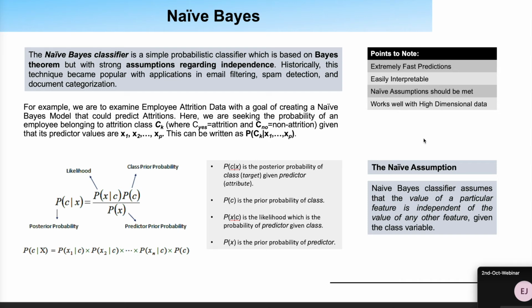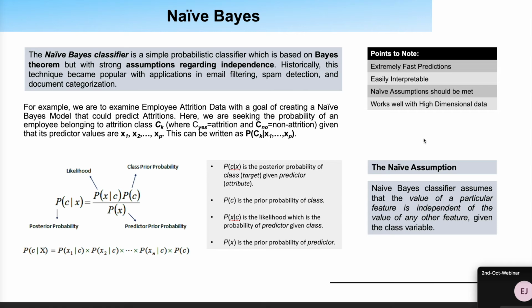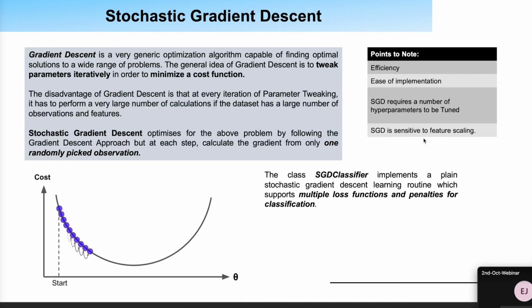It doesn't have any complaint with multi-dimensional data, a large number of input features. So let's say you have a data set with 100 features, naive Bayes works perfectly fine with that. Okay, now stochastic gradient descent requires an explanation of the gradient descent algorithm itself.